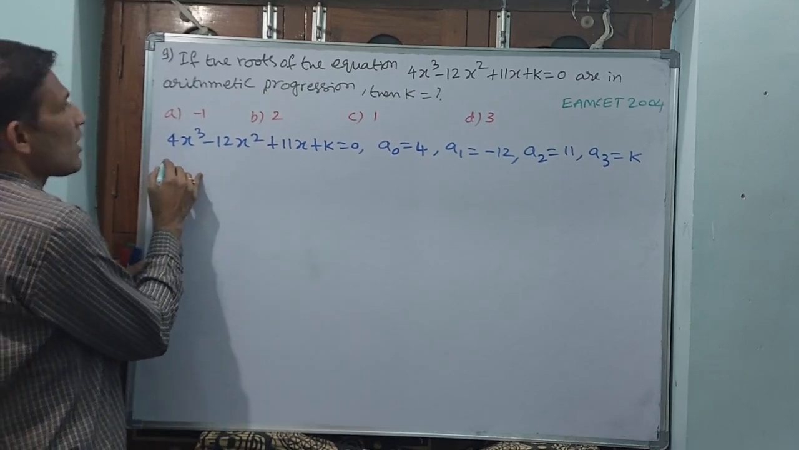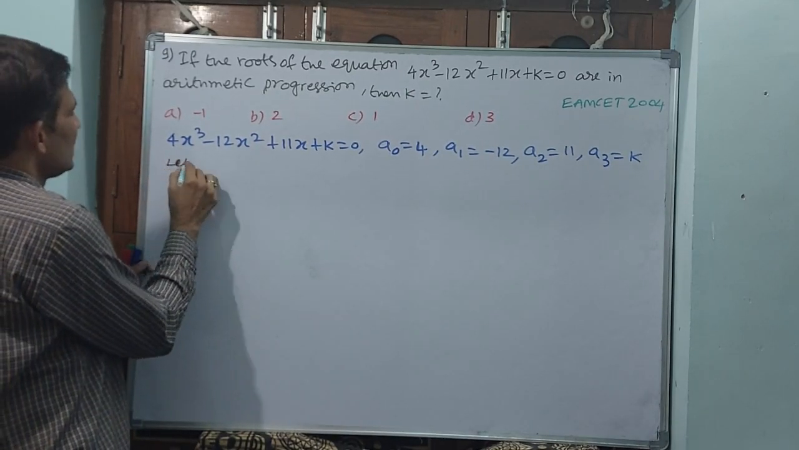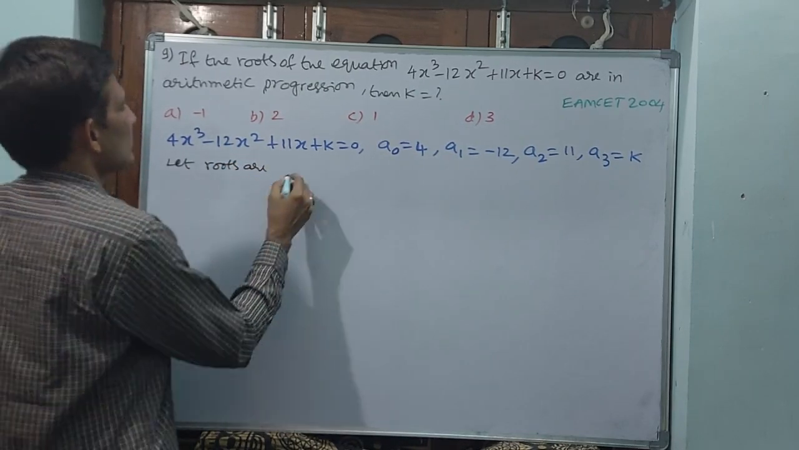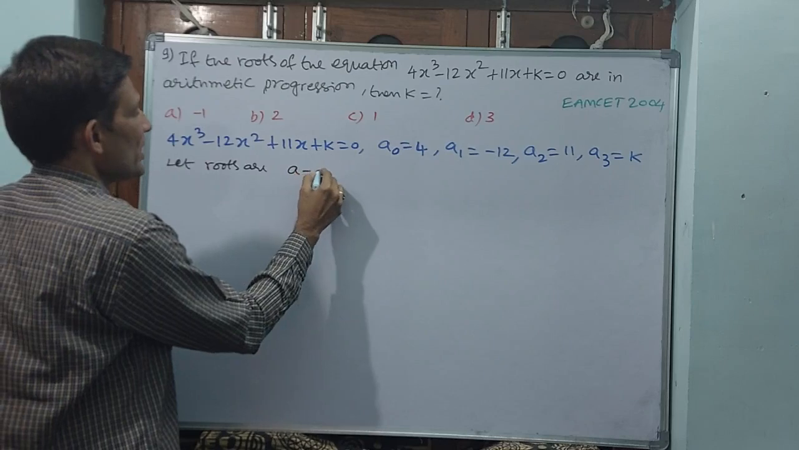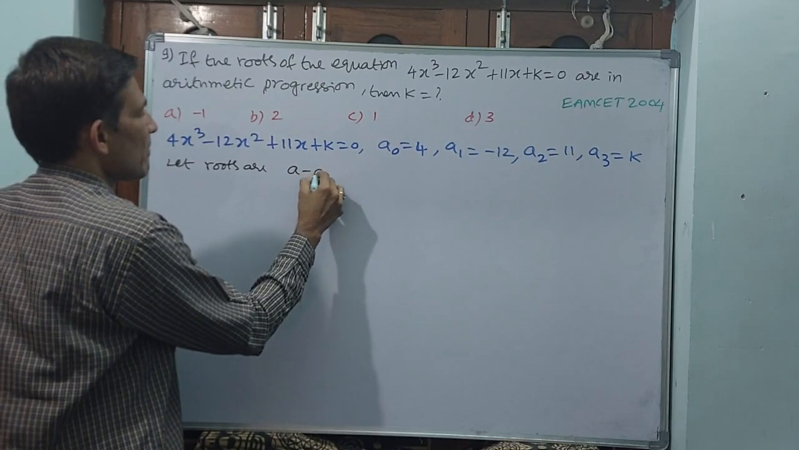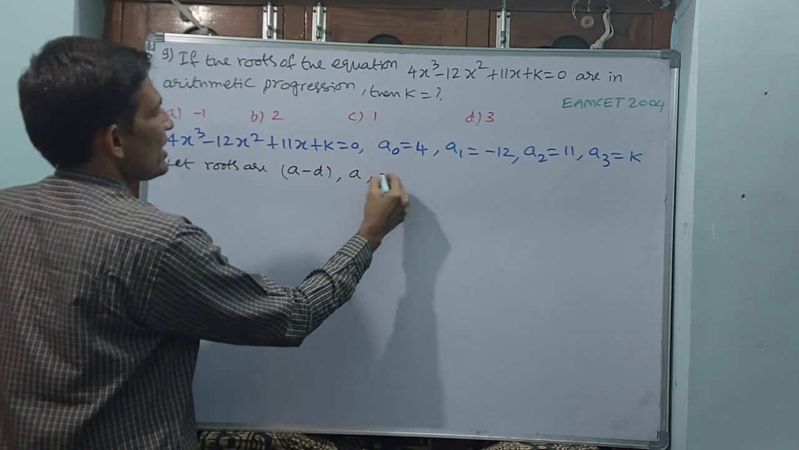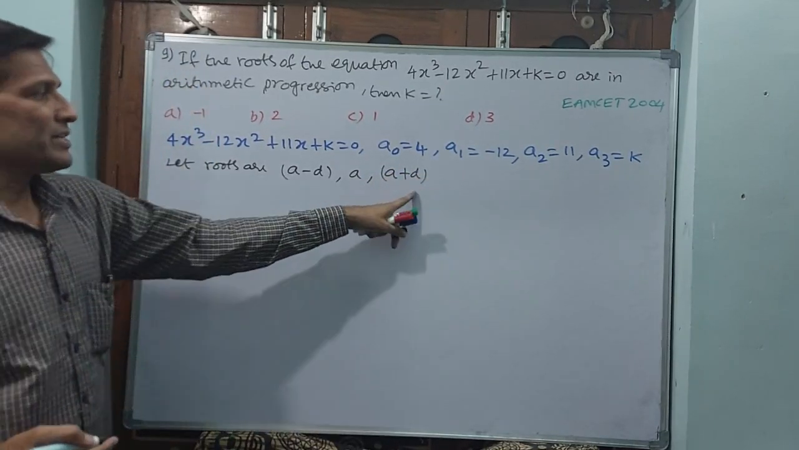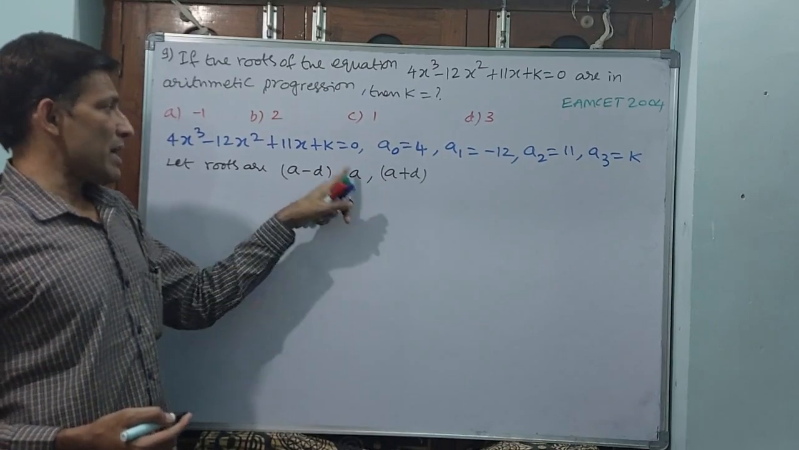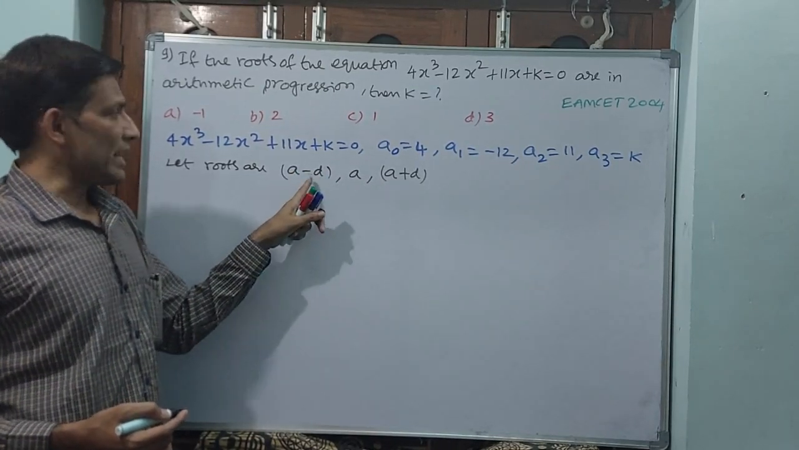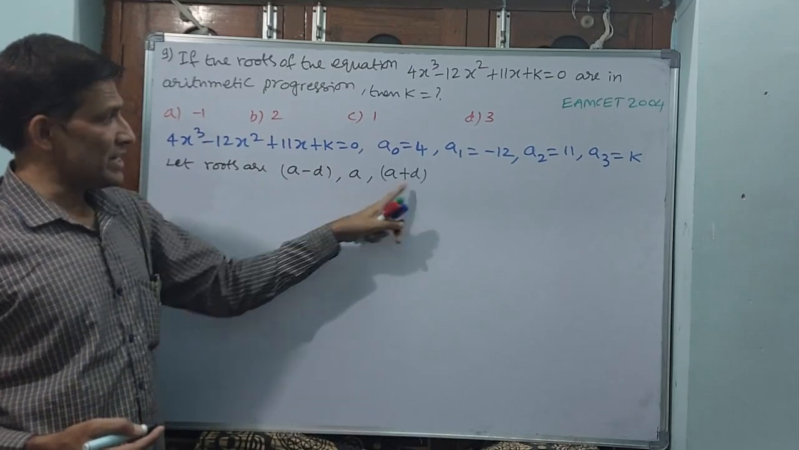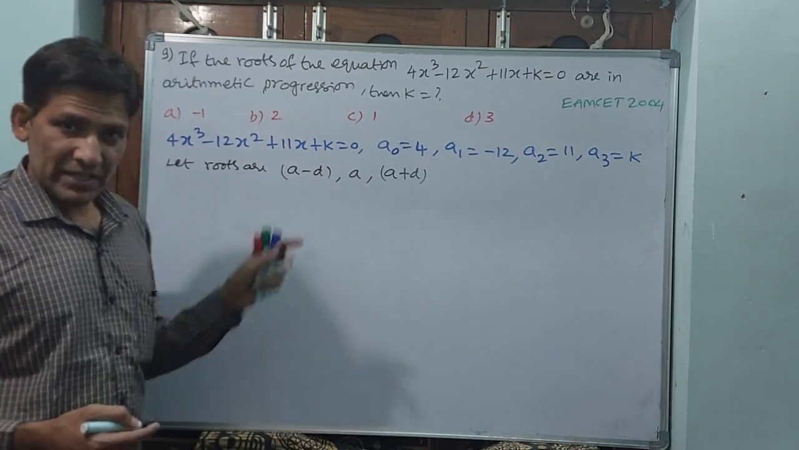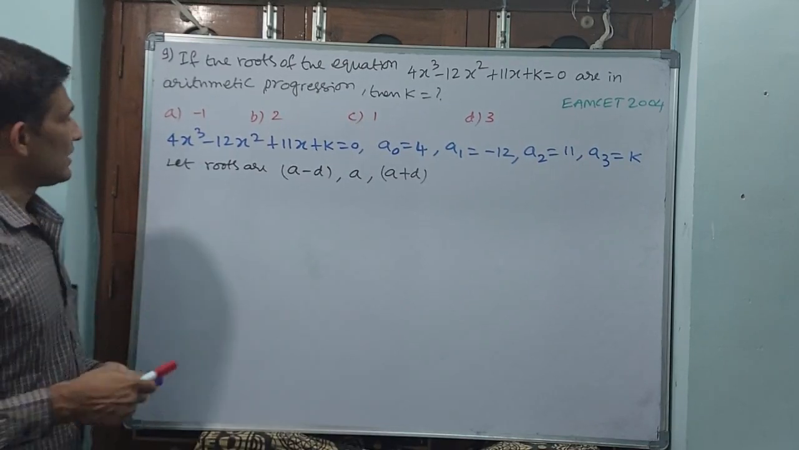See how I am tackling this question. Let roots are A minus D, A, A plus D. Is it okay? Why? Because A plus D minus A, D will come. A minus D, again D will come. That means A minus D, A, A plus D. Why? S1 if you add, automatically 3A will come. That is the advantage. Okay? That is why I have written like this.